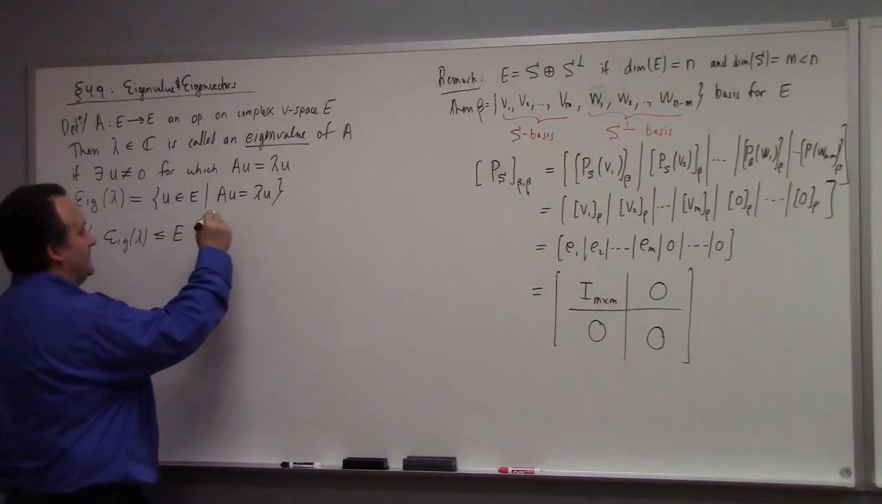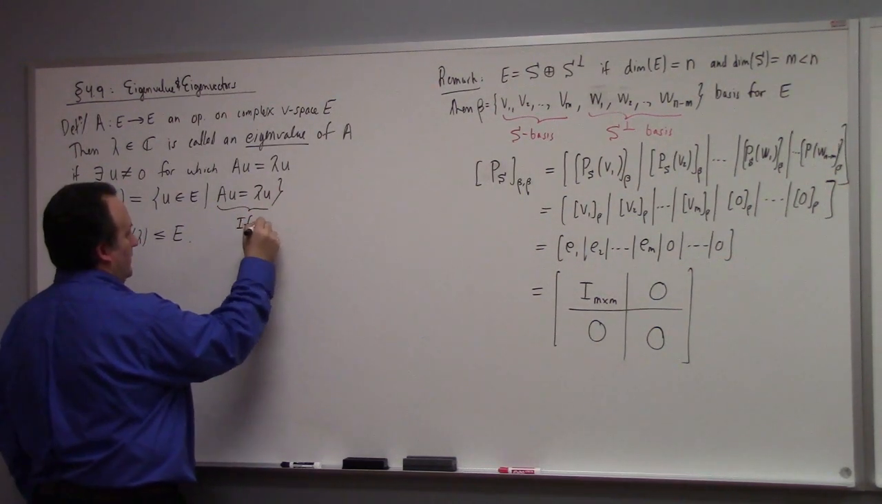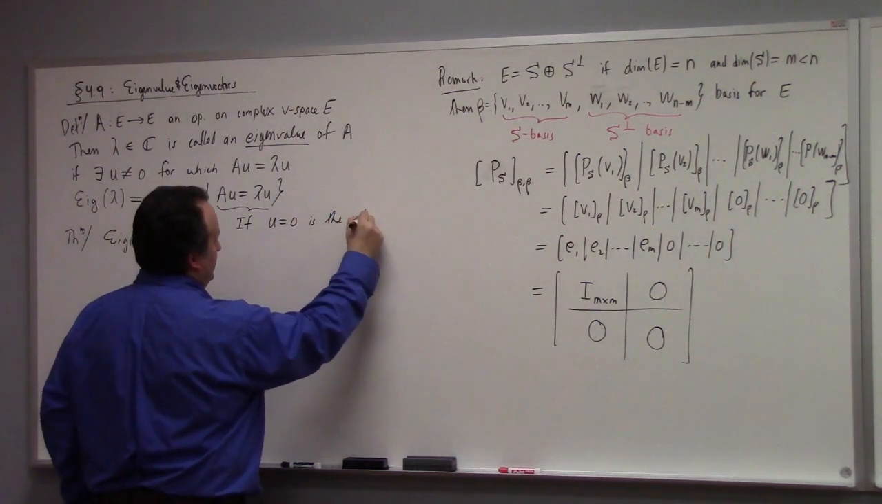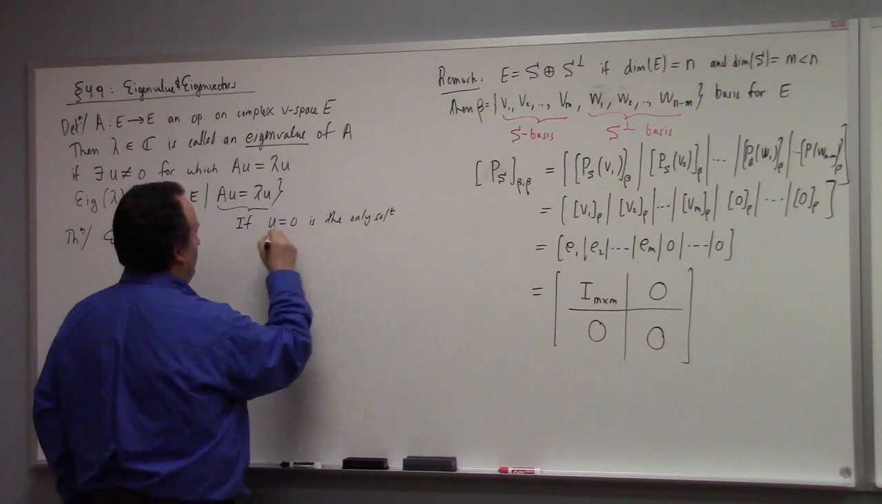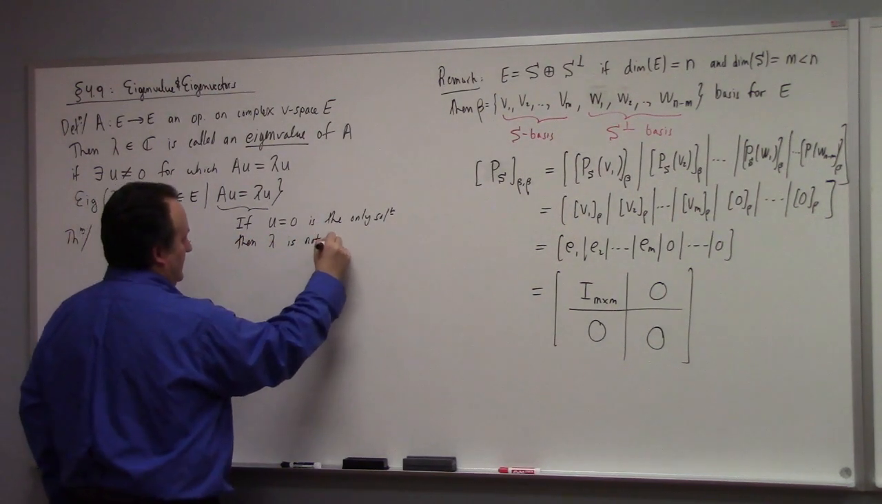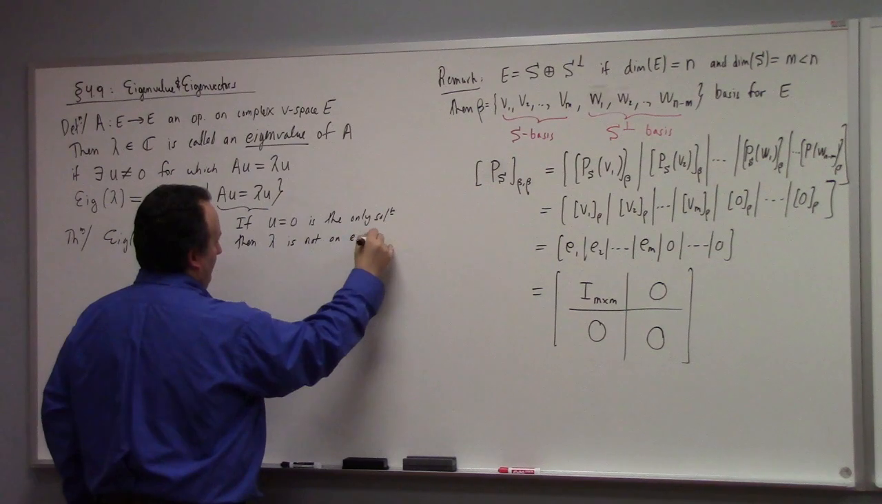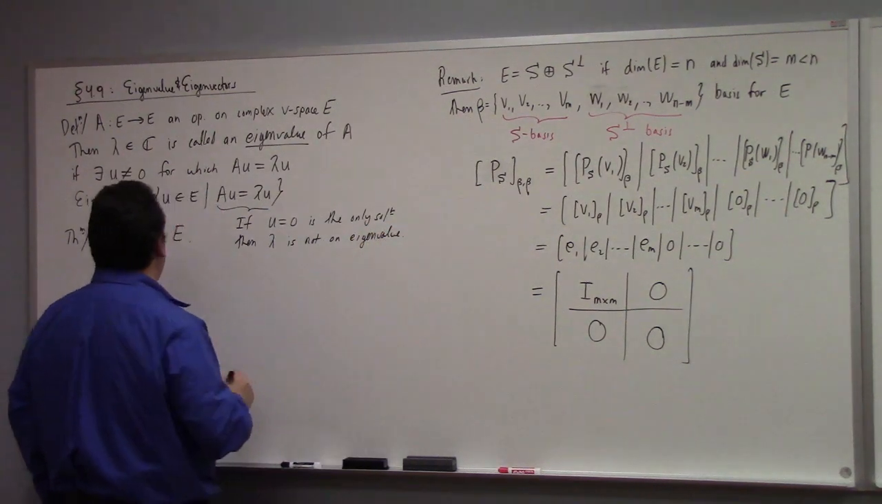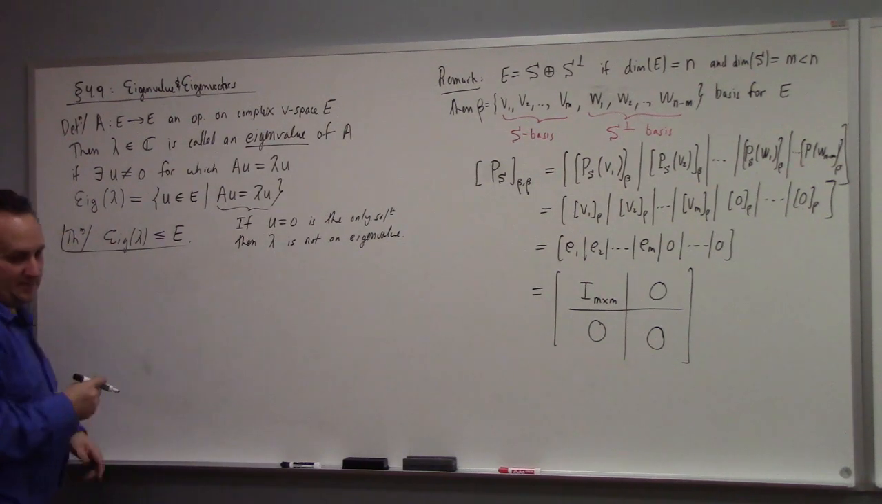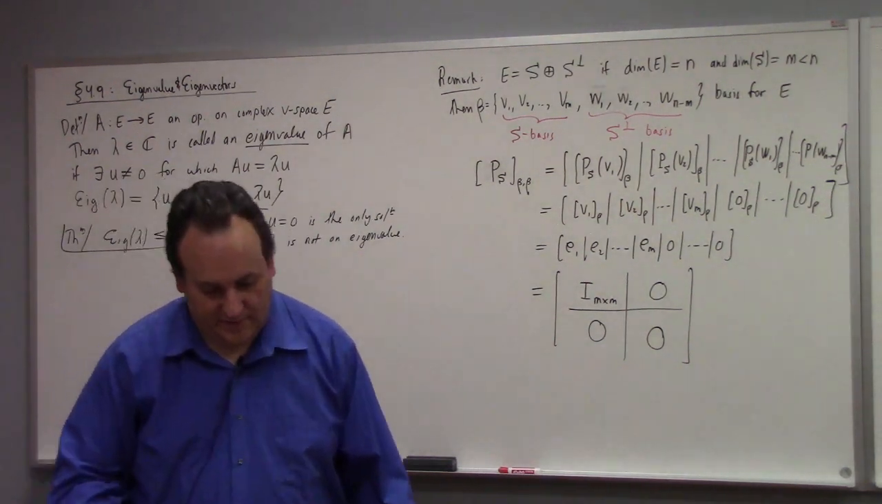Interesting. If u equals 0 is the only solution, then lambda is not an eigenvalue. But if you define E_lambda like this, it's still stupidly true that my theorem holds, because the zero subspace is still a subspace. All right, anyway, let me stop saying really stupid things.